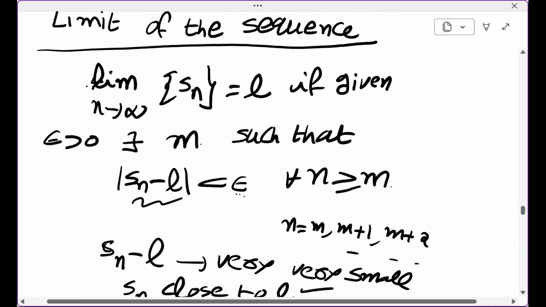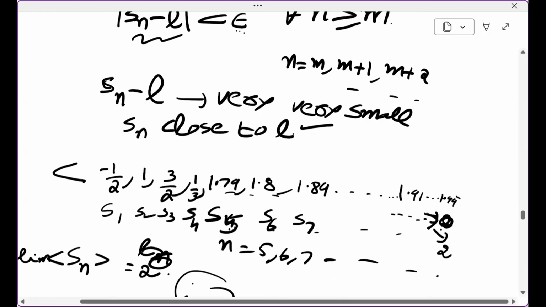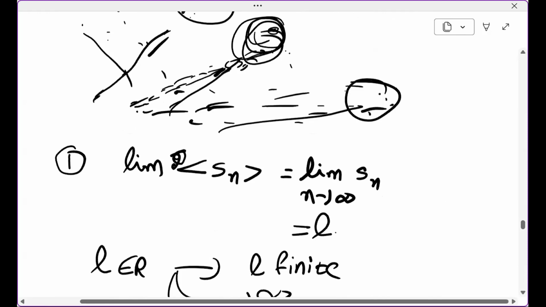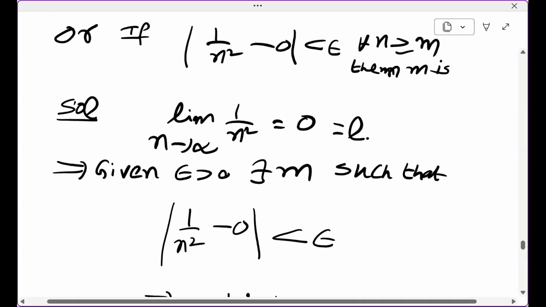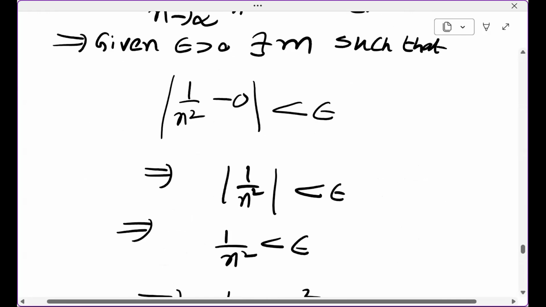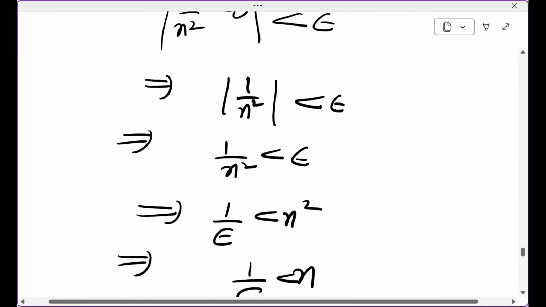This is the original definition. So what we are trying to do is solve this inequality. With equations we solve for equal to, but here we are trying to solve an inequality. How to solve an inequality? We have to solve |Sn - L| < epsilon. So we take |1/n² - 0| < epsilon. This should be less than epsilon. When is it possible?